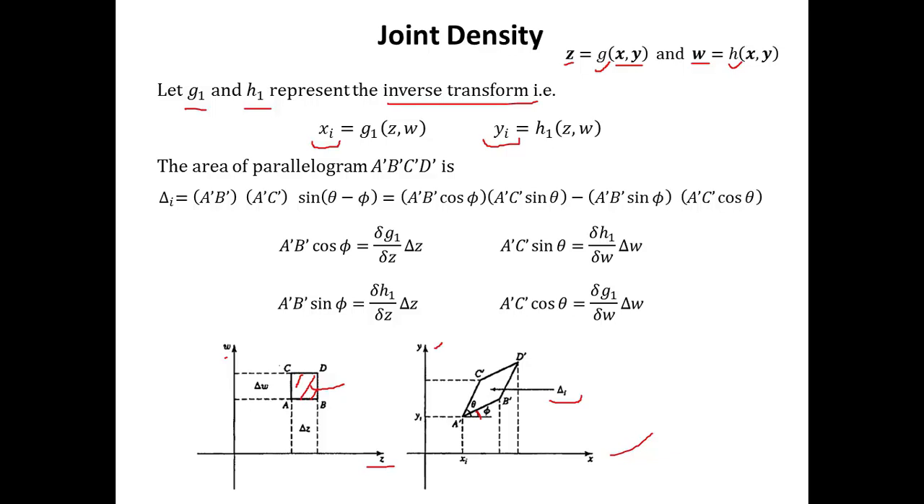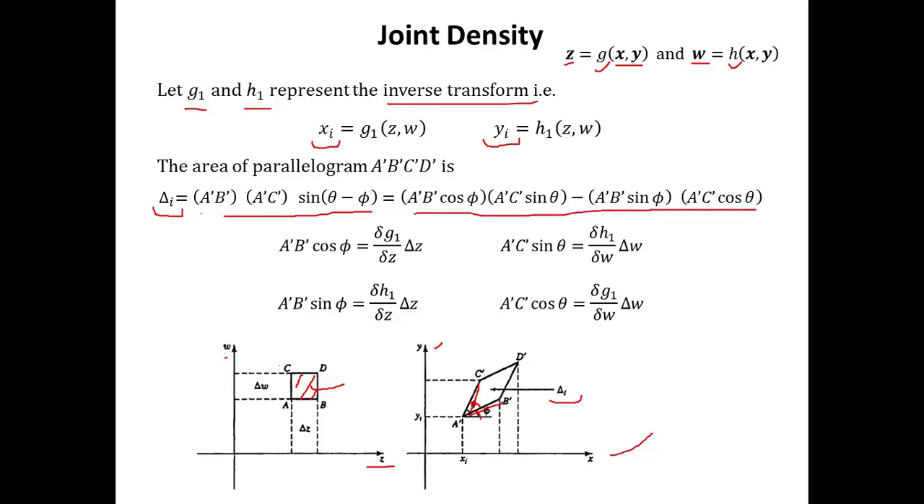So if this happens, we can easily calculate area delta I as the area of parallelogram A dash B dash, this side into this side multiplied by the sine of the angle between the two. The sine of the angle between the two will be this angle, that is theta minus phi. So A dash B dash into A dash C dash into sine of theta minus phi. If we expand it by using the formula of sine A minus B, we will get this expression.